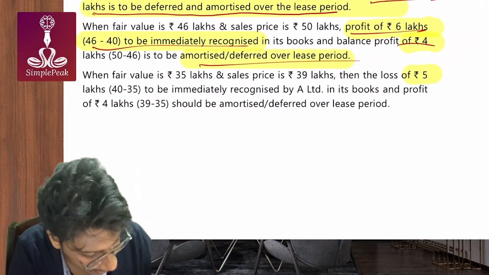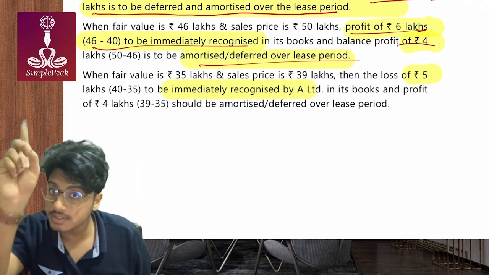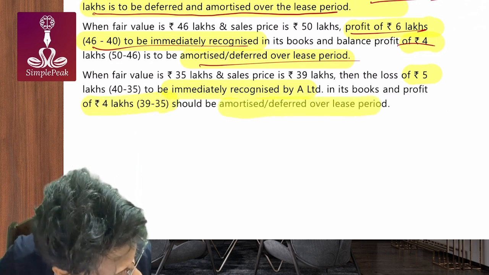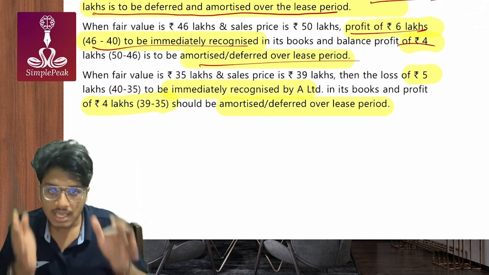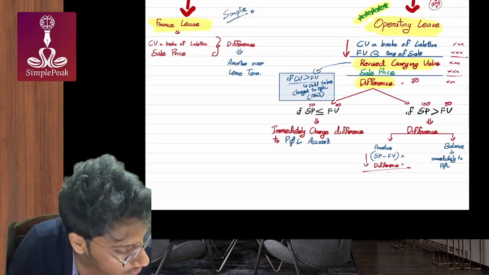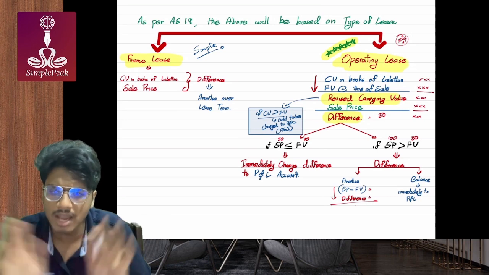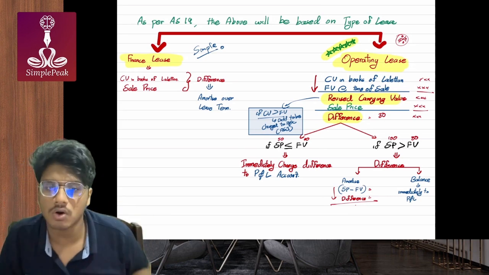If you check the answer, the loss of 5 lakh needs to be immediately recognized by A Limited. Prudence concept, what we have discussed. And the profit of 4 lakh needs to be amortized and deferred over the lease term. That is also what we discussed. See, if you go with the flow, you will get the answer. What flow? This one. Take a screenshot of it and you will understand what we mean by sale and lease back. I hope you got conceptual clarity and you can never go wrong with this.